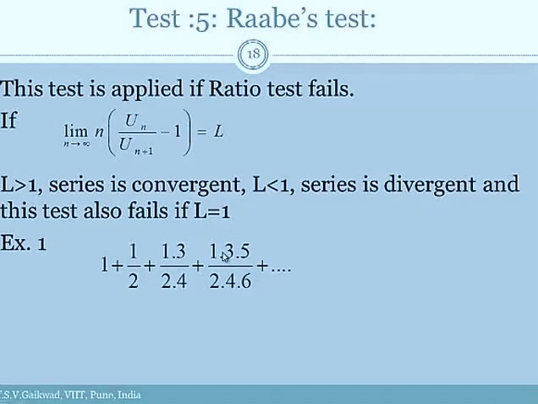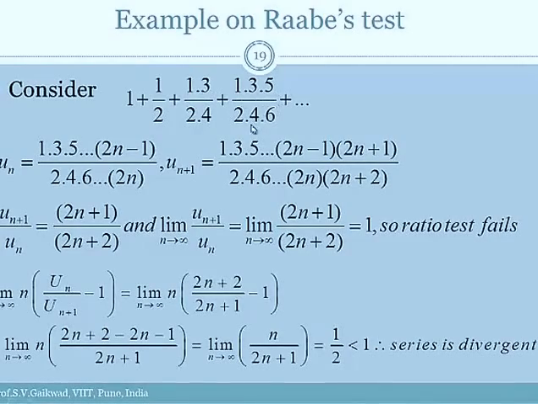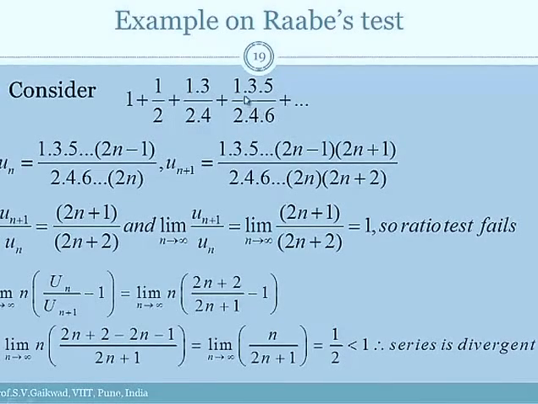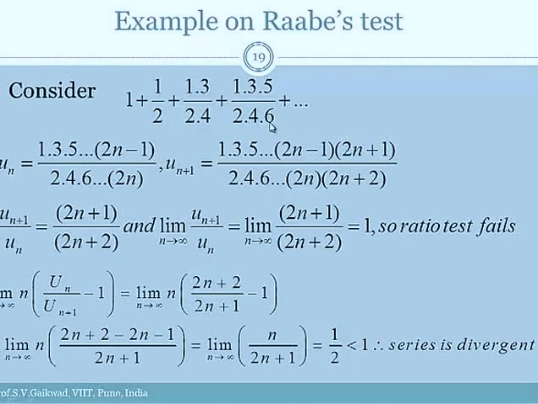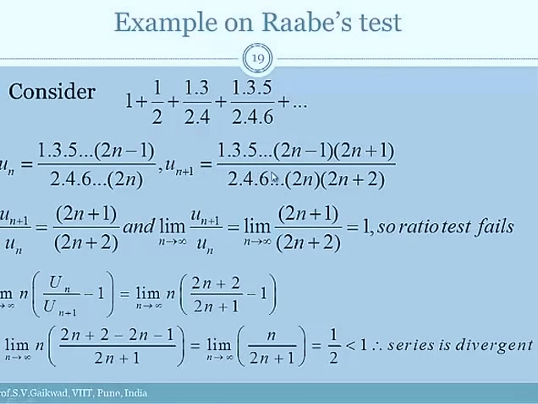Consider this example: 1 plus 1 by 2, plus 1 into 3 upon 2 into 4, plus 1, 3, 5 upon 2, 4, 6. We also have a similar example in the ratio test. But if the difference between the terms in the numerator and denominator, just like 3 minus 1, that is, the numerator is an AP with difference 2 and the denominator is an AP with again difference 2, when this happens, the ratio test will definitely fail. Just like this is un plus 1. If you find the ratio, only these last terms remain, 2n plus 1 upon 2n plus 2. If you find the limit, that will be 1, so the ratio test fails.